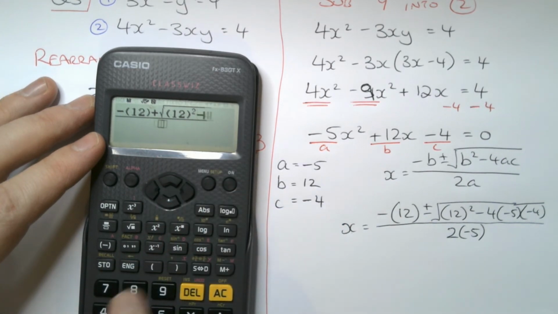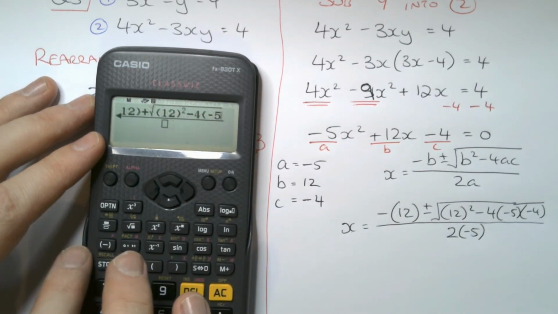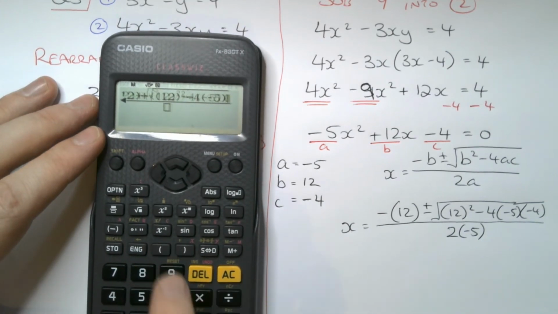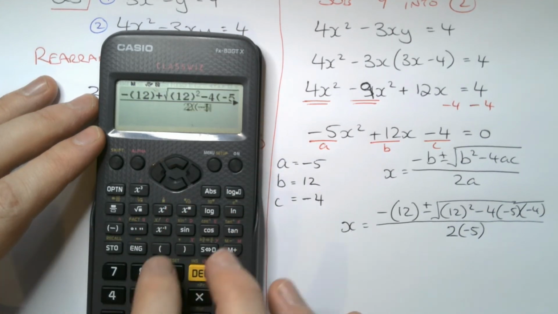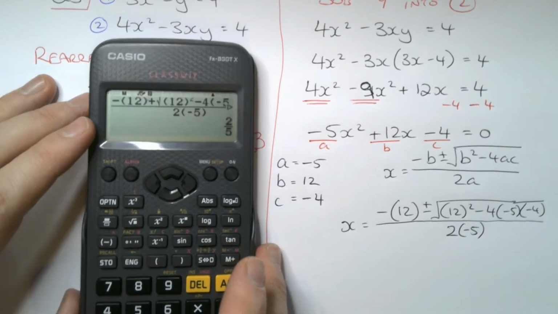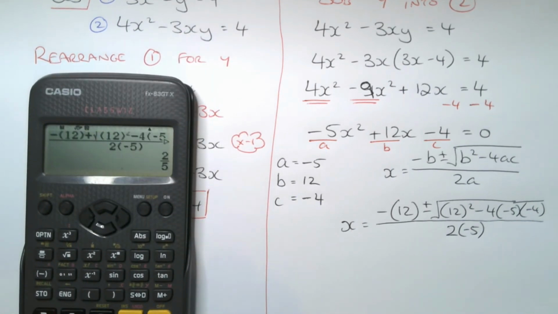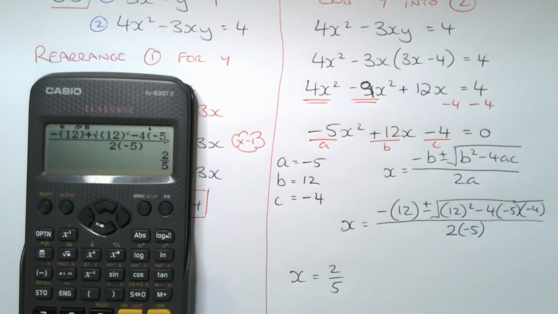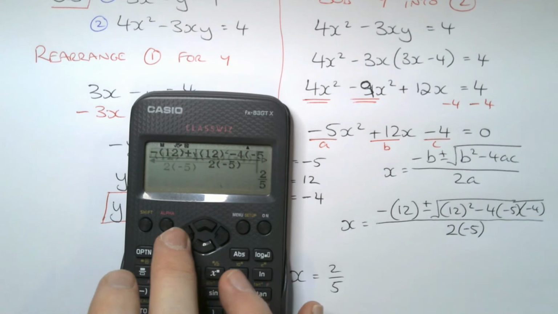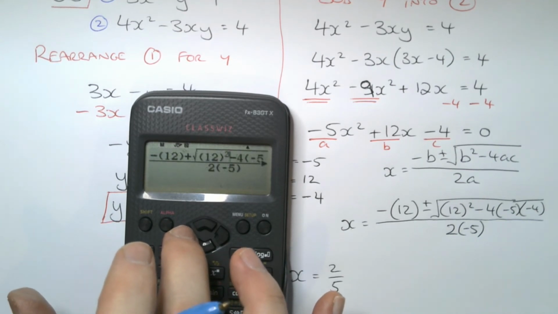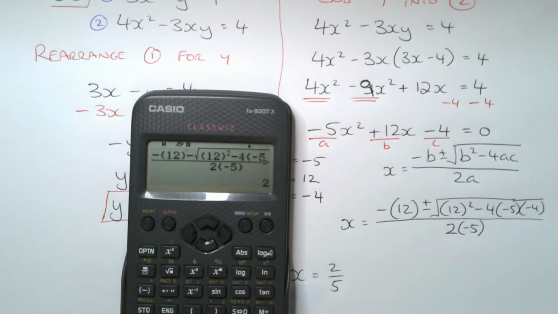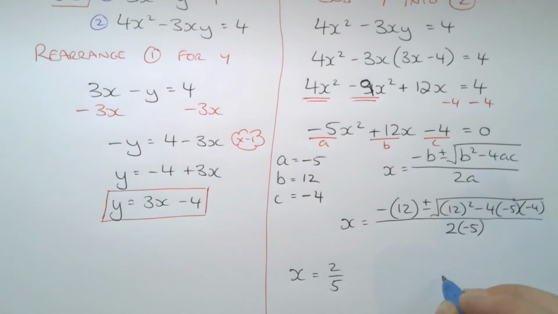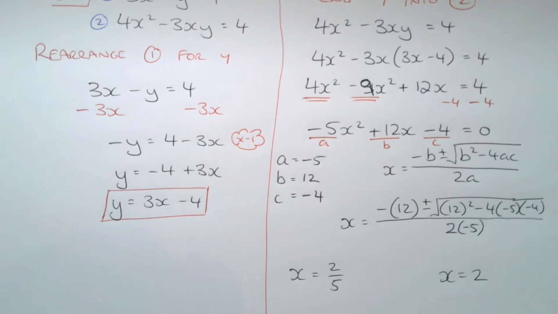So 12 squared minus 4 bracket negative 5, so I'm using the small negative sign, negative 5 bracket negative 4 for c, all over 2 bracket negative 5. And I get an answer of 2 over 5. So x is 2 over 5. I'm going to do that again, but I'm going to change the plus in my equation before the square root to a minus sign. And I get x is 2. So I've got two answers here: x is 2 over 5 and x is 2.